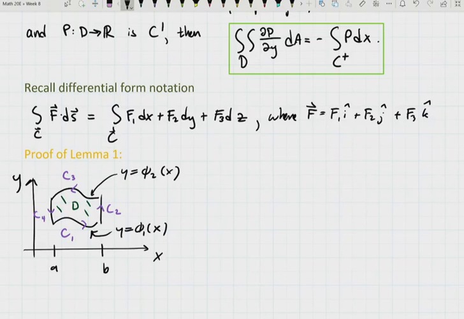So the path that surrounds the region is made up of 4 pieces. Let's just look at, say, one of them. How about C1(t) is the bottom piece? One possible parameterization of it might be (t, phi1(t)) for a less than t less than b. Okay.